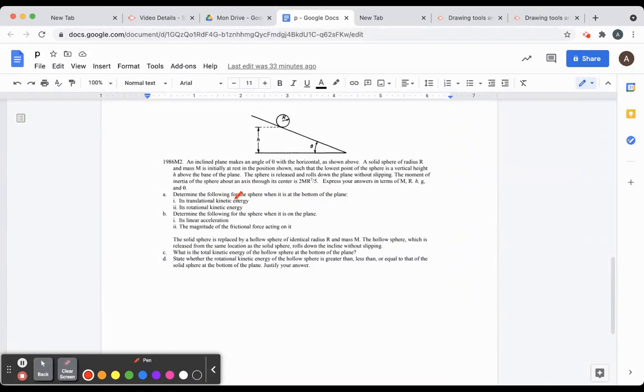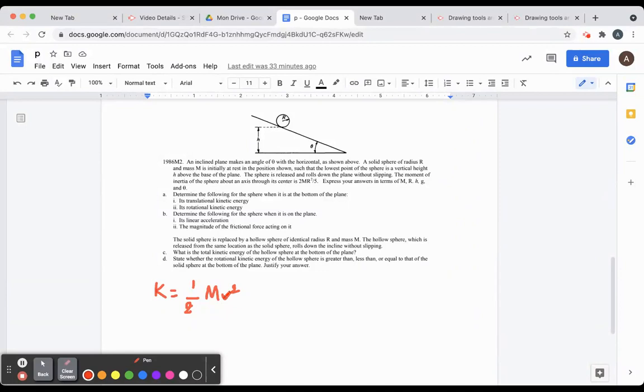Its translational kinetic energy. So in order to find the translational kinetic energy, we need to determine v, because the translational kinetic energy formula is 1/2 mv squared.